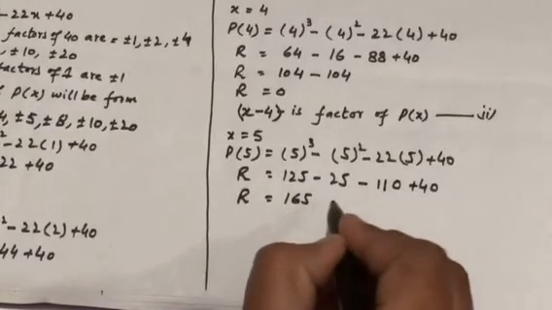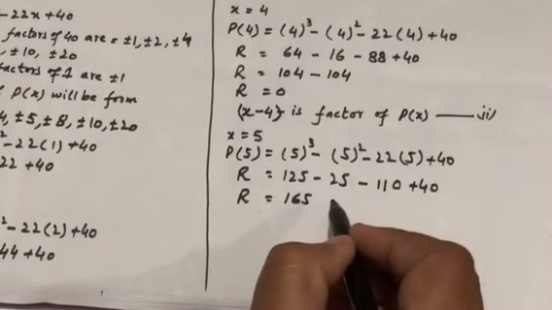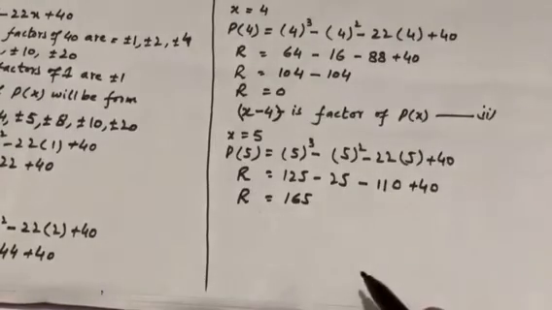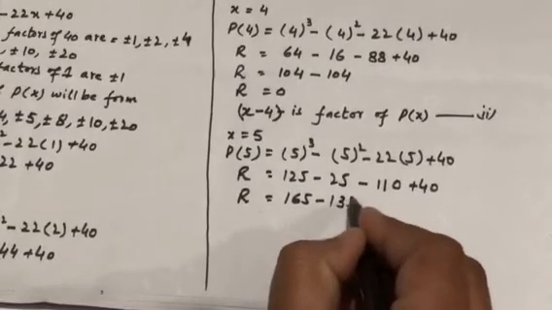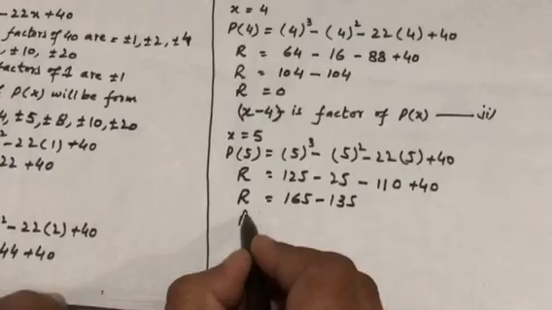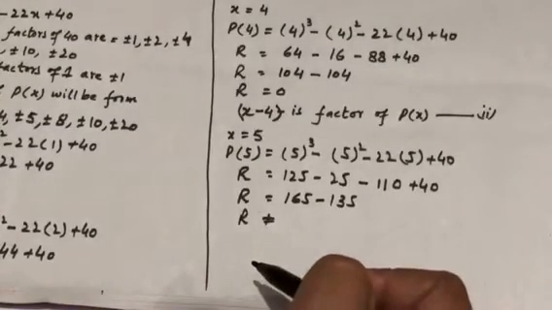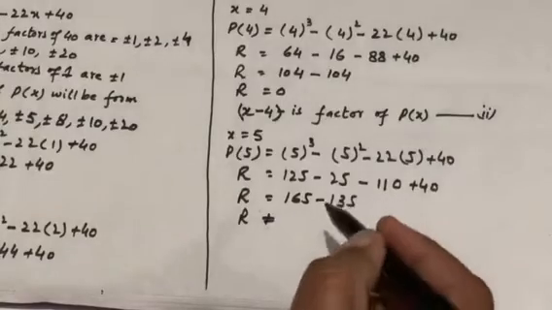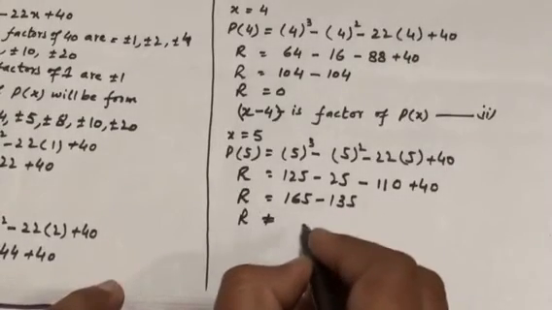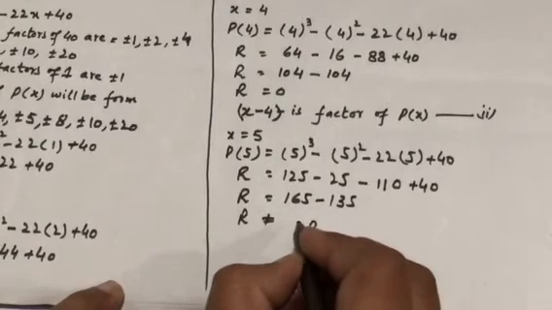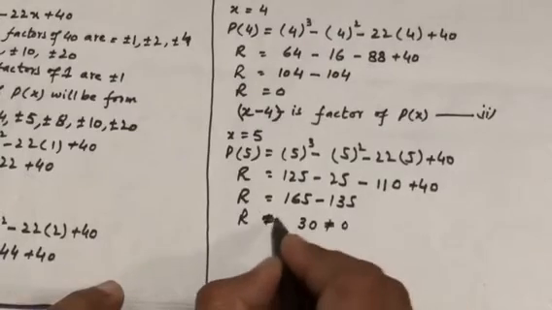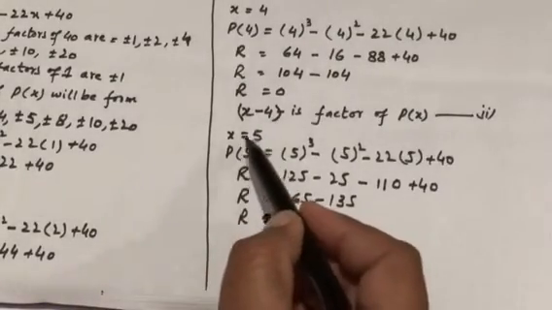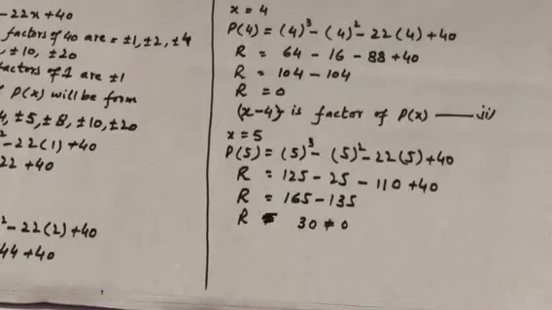If we simplify these integers, by adding the positive integers 125 and 40, we will have 165, and if we have 110 plus 25, then we will have 135. So the remainder is not equal to 0. 165 minus 135 is 30. So the remainder is not equal to 0. So 5 is not going to make a factor of this cubic polynomial.